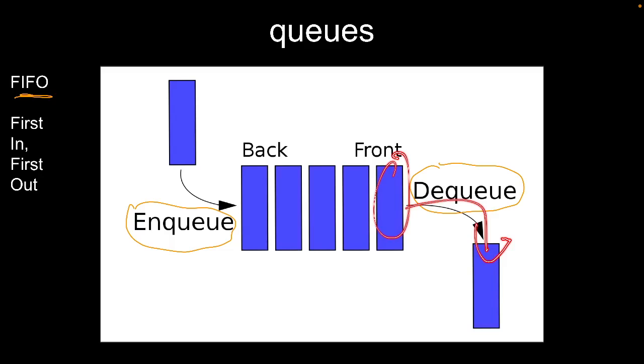This type of data structure is used a lot with routing around the internet, because basically these routers are trying to deal with millions of packets of data, and they want to say the ones that are in there first should be the ones sent on to the next router first. So that is indeed a queue.